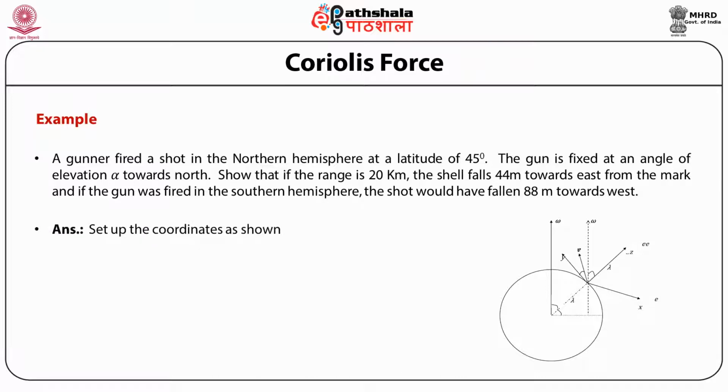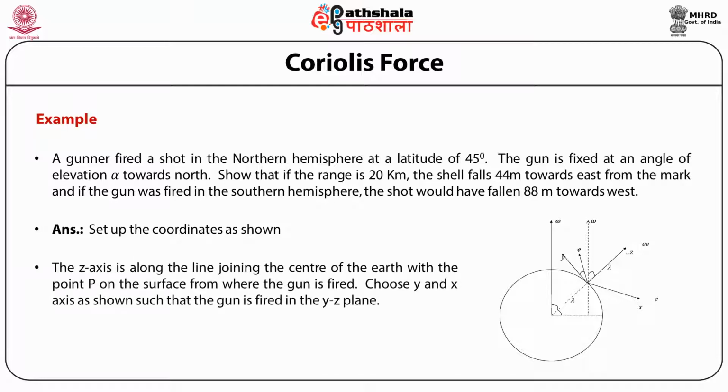Set up the coordinates as shown in the figure. We'll take the z-axis along the line joining the center of the Earth with the point P on the surface from where the gun is fired. And the x and y axis are chosen such that the gun is fired in the yz plane and xyz form a right-handed coordinate system.